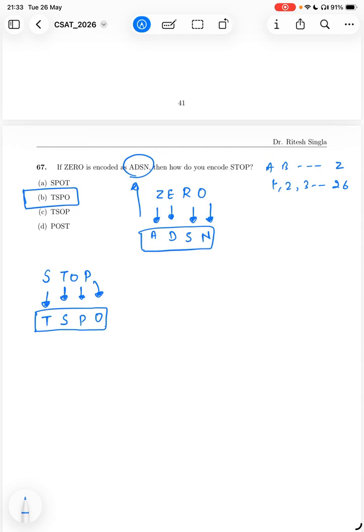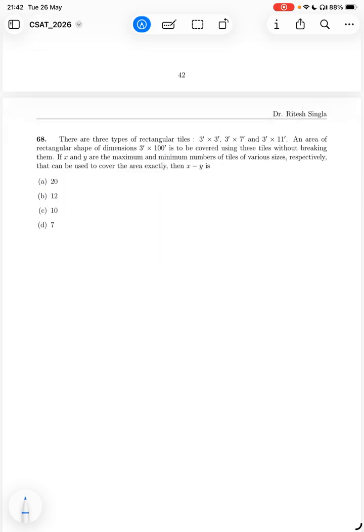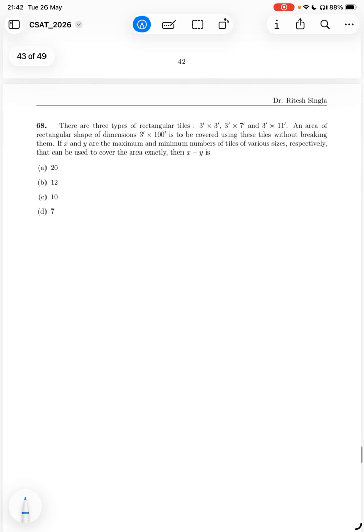See, this is the beauty of mathematics and reasoning. If you have found the reasoning, if you have solved with concrete reasoning, you do not need to just eliminate the options. You will have the exact answer that, okay, this is the answer. Okay, now let us move to question number 68.